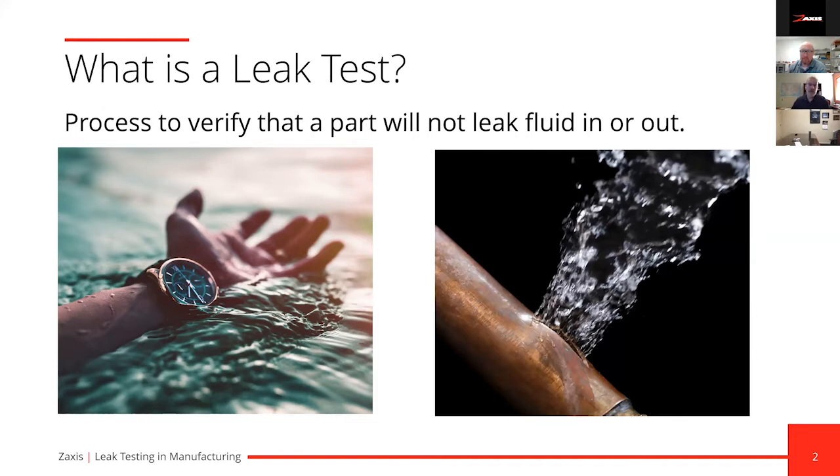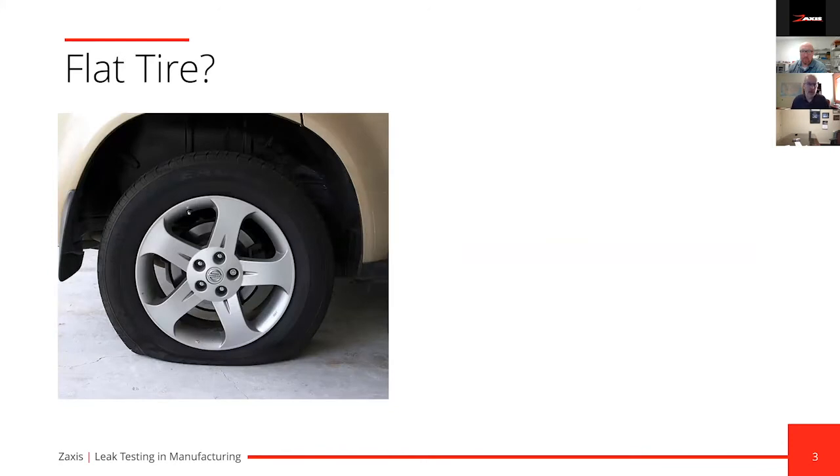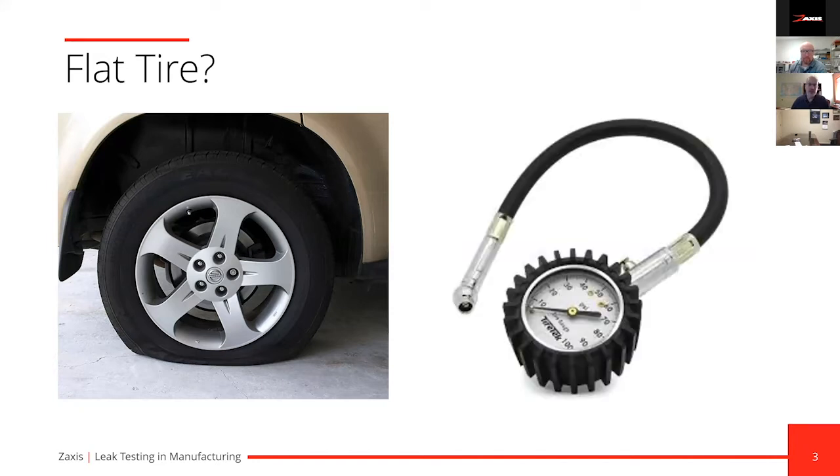If we put it in real basic terms, if you suspect that your car has a leak in the tire, you'd want to check that by using a pressure gauge. You would take a pressure gauge, measure the pressure, and then come back a period of time later to determine if your tire has a flat. So that is what Zaxis does. We use compressed air, and we look with a high resolution sensor, and we monitor for decay in pressure.